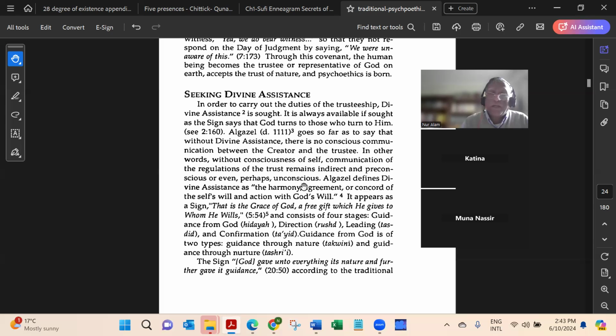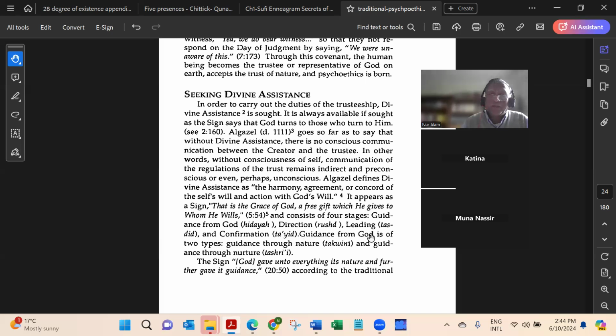Al-Ghazali defines divine assistance as the harmony, agreement, or concord of the self's will and action with God's will. It appears as a sign that is the grace of God, a free gift which he gives to whom he wills, Surah number 5, ayat number 54, and consists of 4 stages: guidance from God, hidayah; directions, rushd; leading, tajdeed; and then confirmation, ta'id.